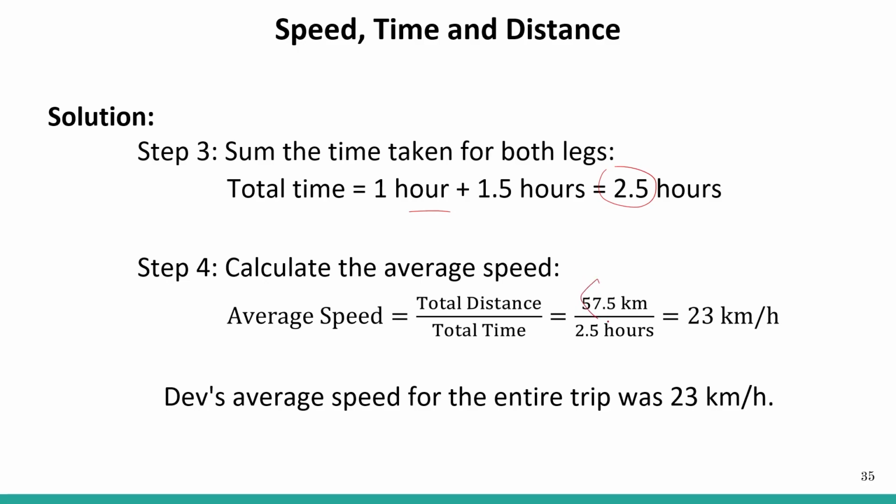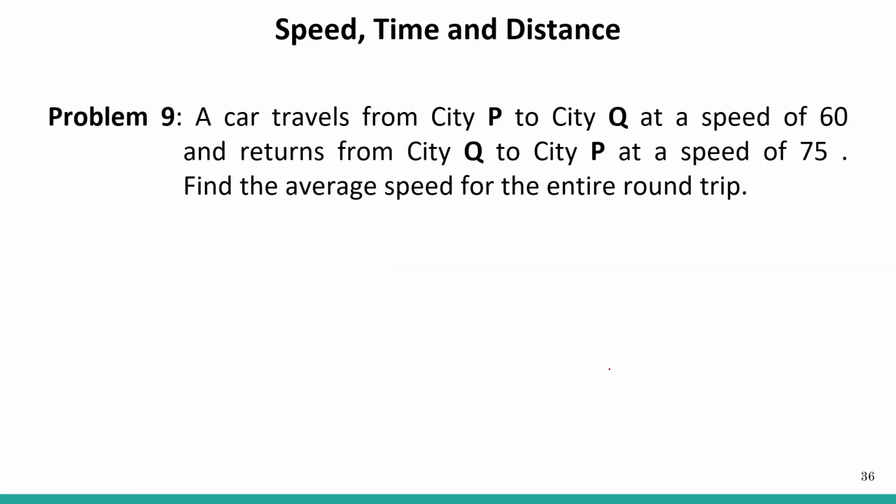So 57.5 by 2.5 will give us the average speed, right? So 23 km per hour is the solution here. So the average speed for the entire trip was 23 km per hour.